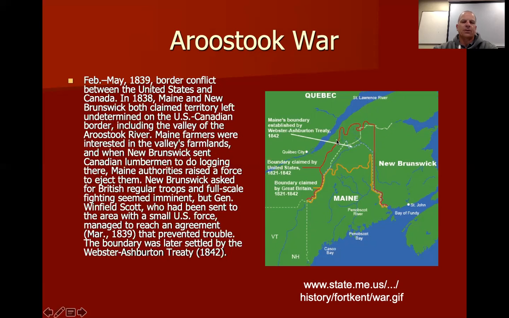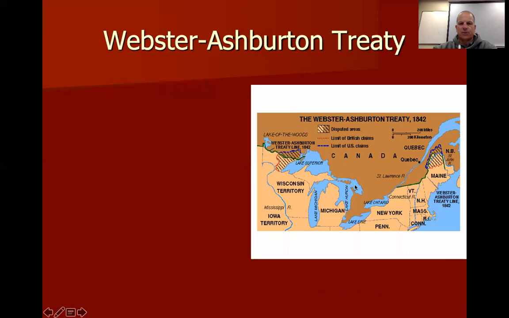Well, it just so happened they start building this road, and it's going through what the people up in Maine believe is their property. So there was a big conflict. There were shots fired. It could have evolved into a war between the United States and Great Britain, but calmer heads prevailed, and they came up with a treaty known as the Webster-Ashburton Treaty. The Webster-Ashburton Treaty allowed for the handing over of this property in Maine to Canada in return for territory over here, which would be part of Minnesota.